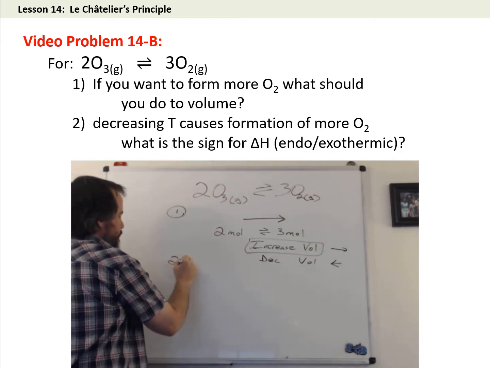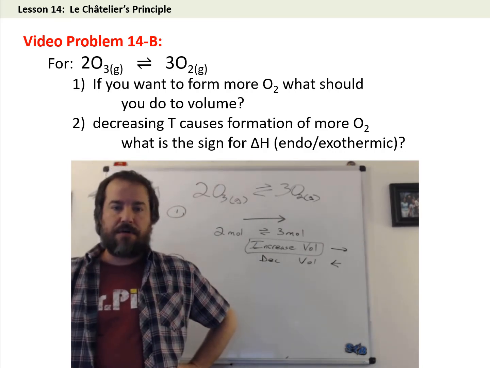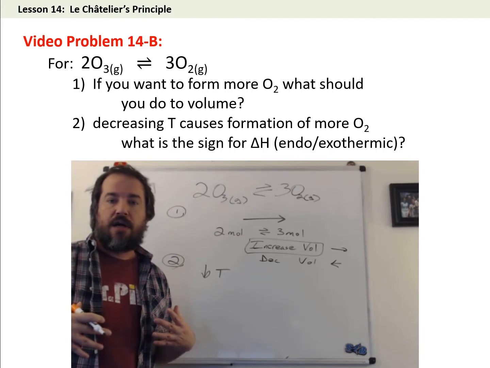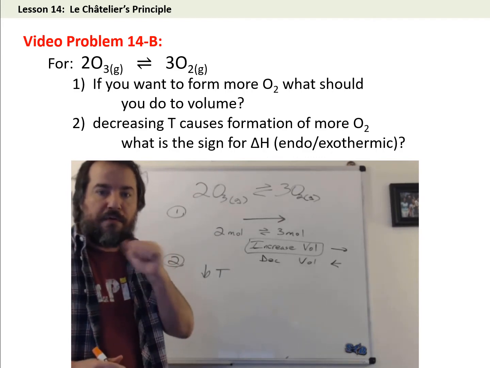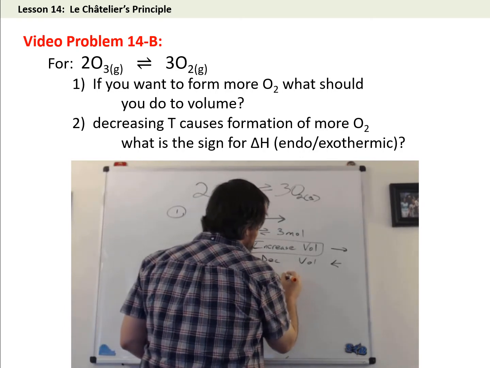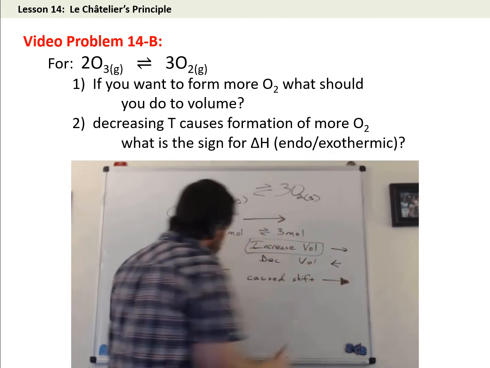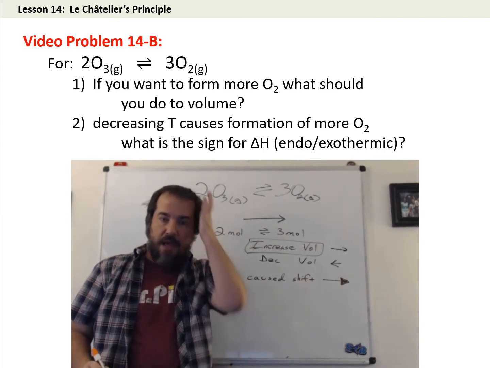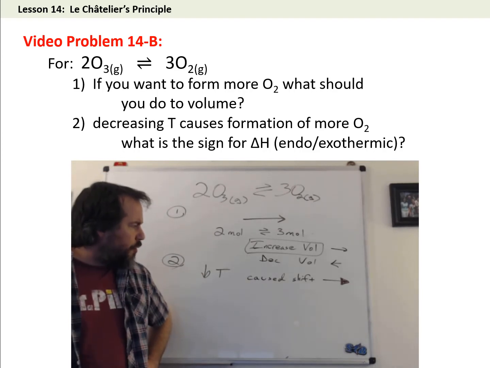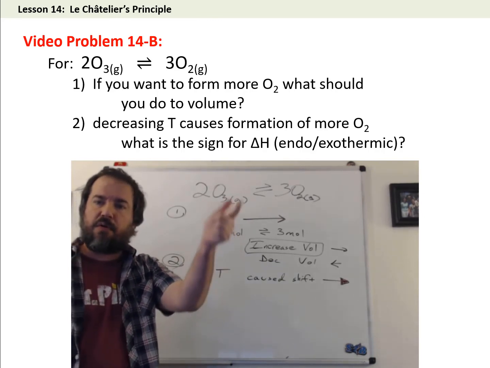Okay, our second one's actually really tough. We're told that we decrease temperature, and this caused a formation of more O2. So formed more O2, so that means I caused a shift right. So decreasing temperature caused it to shift right. And so we want to know the sign of delta H. All right, so I know there are two possibilities. Either delta H is positive or it's negative.